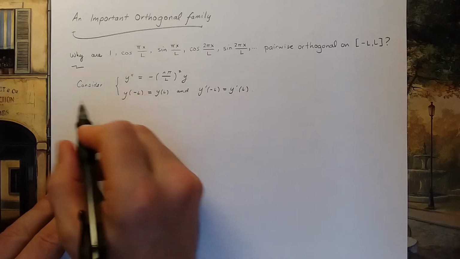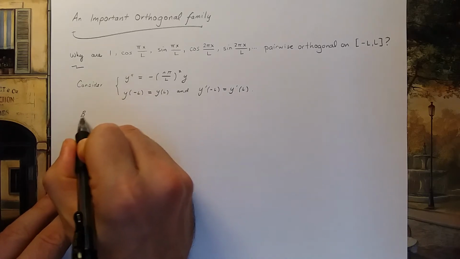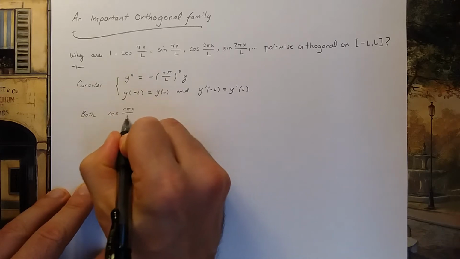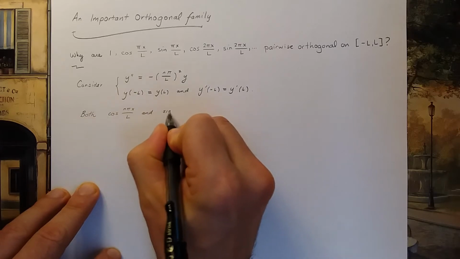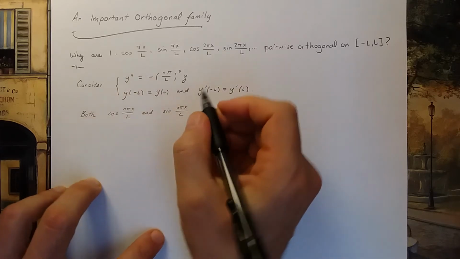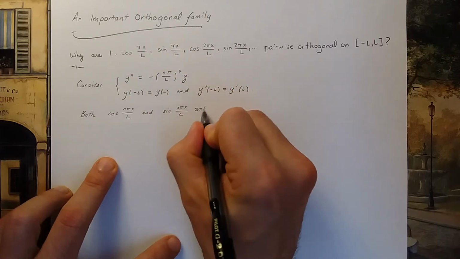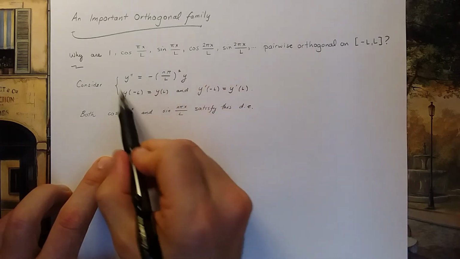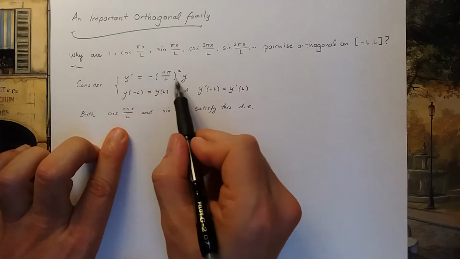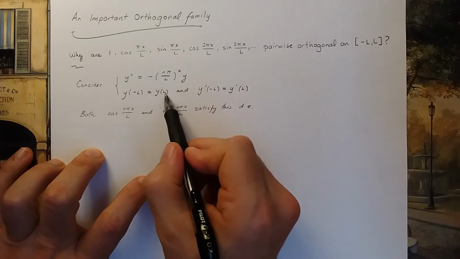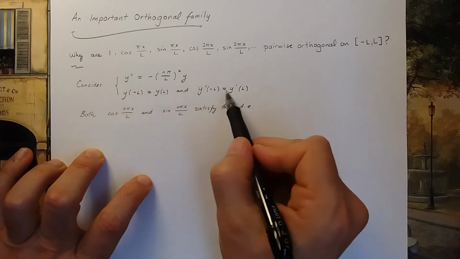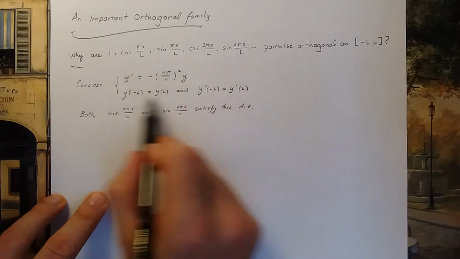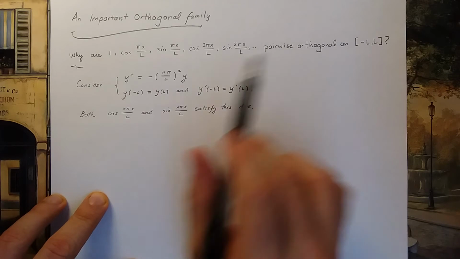It's not difficult to check that both functions of the form cosine n pi x over L and sine n pi x over L satisfy this differential equation. You could take two derivatives and verify that this is the case, and similarly you can plug in negative L and see it's the same as if you plugged in positive L to both the function and its derivative. So I'm going to use this differential equation to prove that they're pairwise orthogonal.